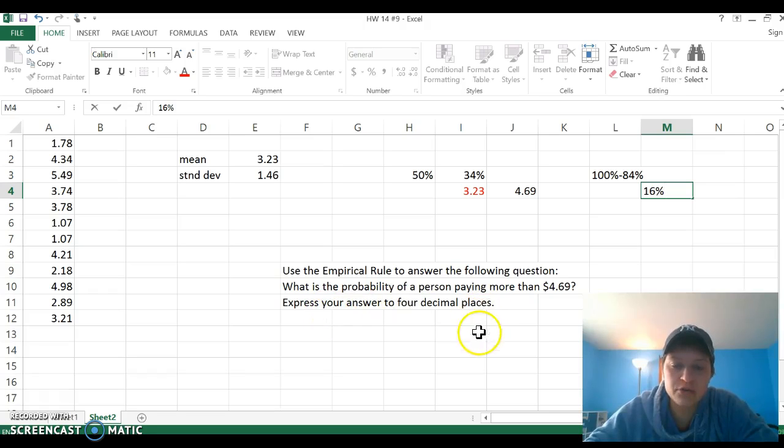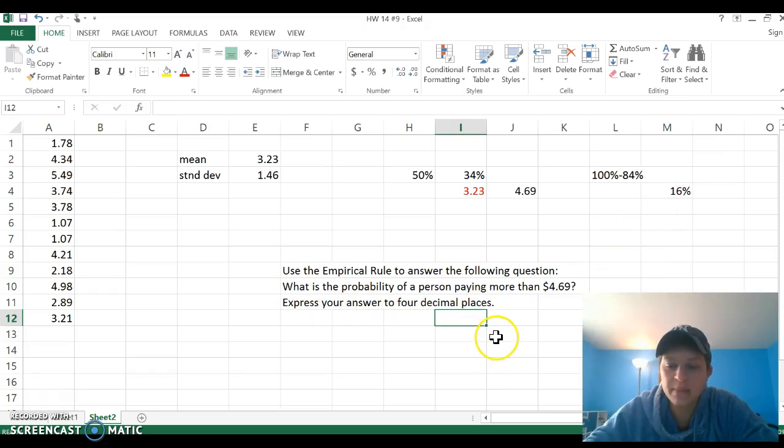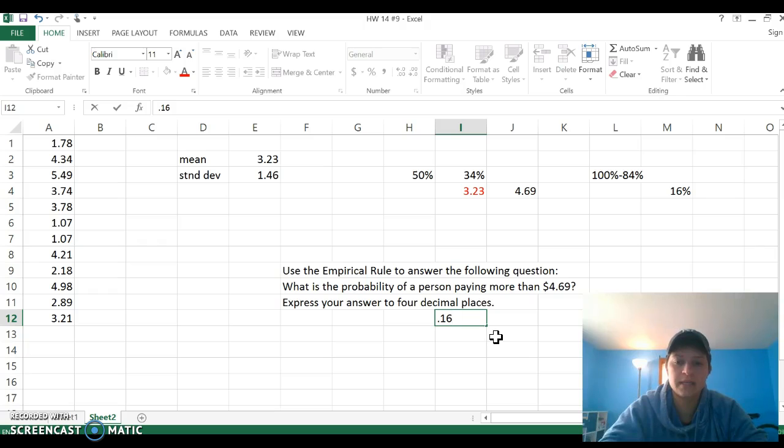Now, it says express your answer to 4 decimal places. So I change that percent to a decimal, and I have 0.1600. Now, you could just put 0.16. I don't know if it'll be picky about the zeros or not, but 16% of our people will probably pay more than $4.69 based on the empirical rule and the data that we are given.